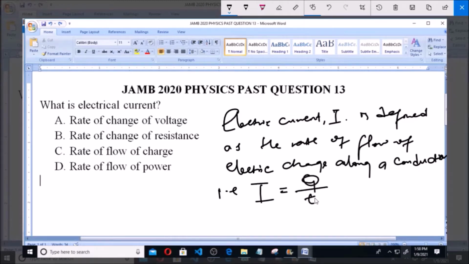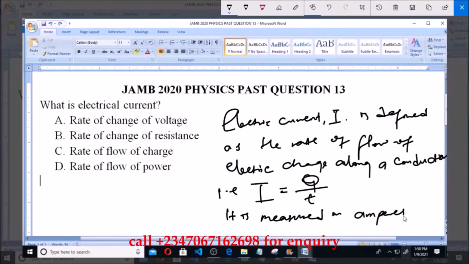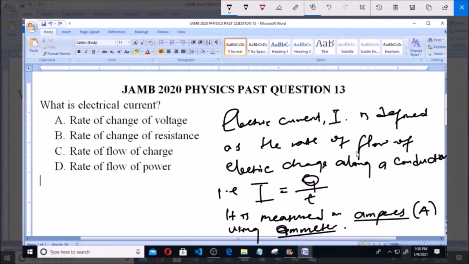Now, electric current is measured in amperes, using the instrument called an ammeter. Very tiny electric currents can be measured using a galvanometer, but the standard instrument for measuring electric current is an ammeter, and it is measured in amperes. So electric current is defined as the rate of flow of electric charge, and that is option C.